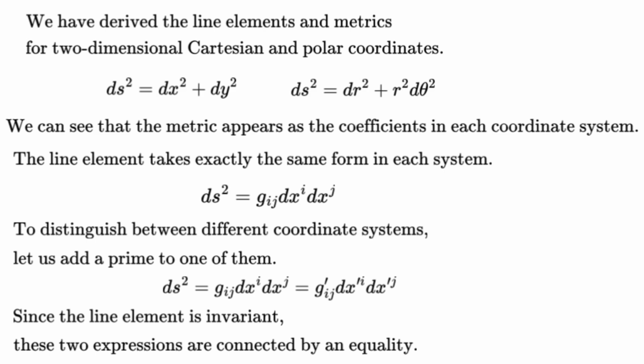We have derived the line elements and metrics for two-dimensional Cartesian and polar coordinates. We can see that the metric appears as the coefficients in each coordinate system. The line element takes exactly the same form in each system. To distinguish between different coordinate systems, let us add a prime to one of them. Since the line element is invariant, these two expressions are connected by an equality.